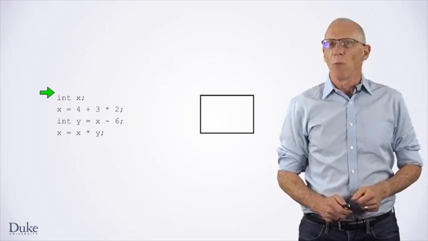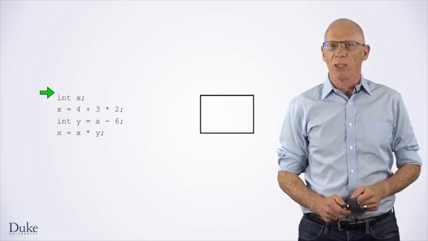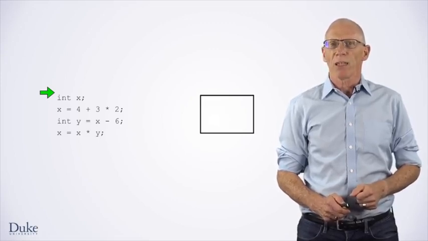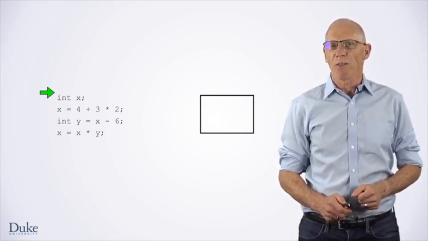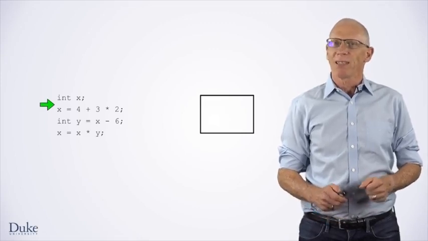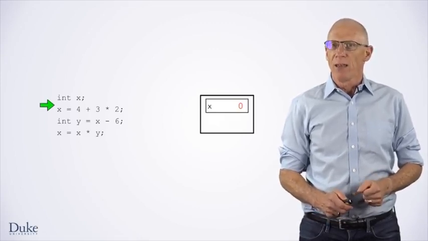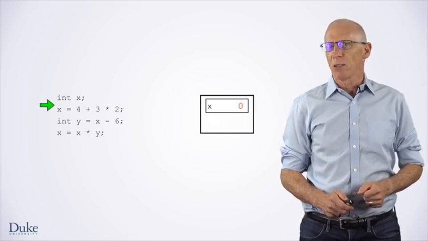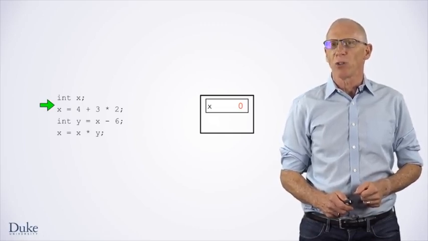Now that you know a little bit more about expressions, let's see them in action. This code example starts with the declaration of an integer or int variable called x, which behaves exactly as you've already seen. Next, we initialize x to 4 plus 3 times 2.